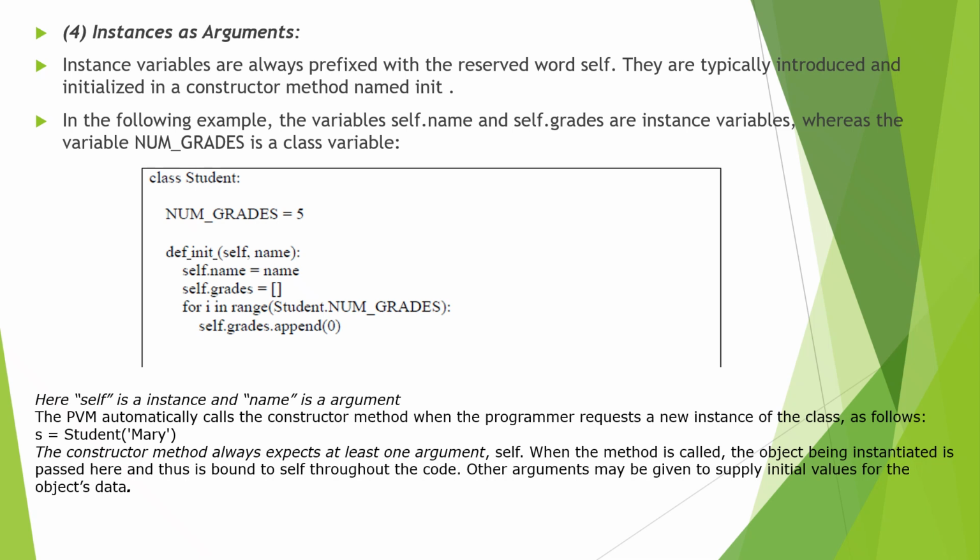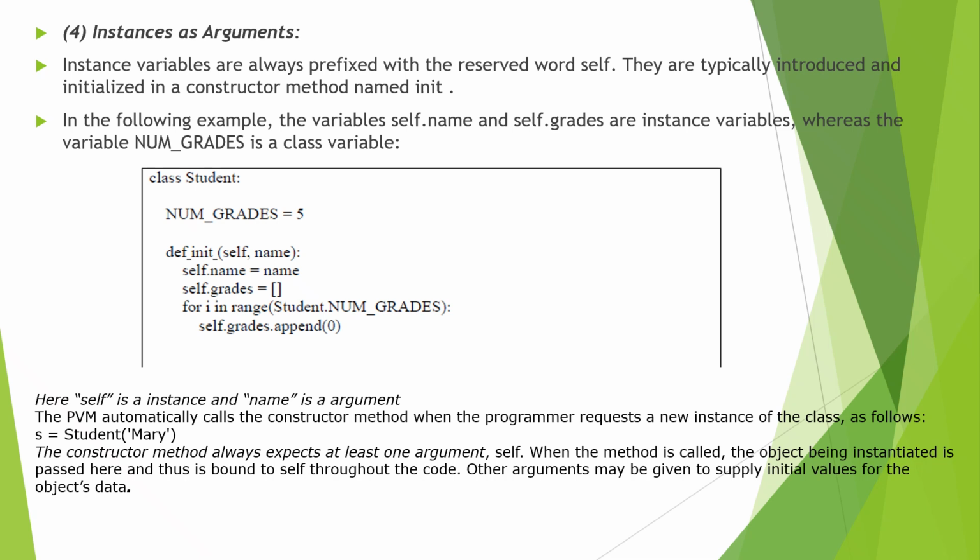So next, you can see an example on the screen. There we have created a class Student. This defines a new class named Student, which will serve as a blueprint for creating student objects. Next, num_grades = 5. This is a class variable shared among all instances of the Student class. Since num_grades is not prefixed with self, it belongs to the class itself rather than any individual student. It holds the value 5, indicating that each student object will have 5 grades.